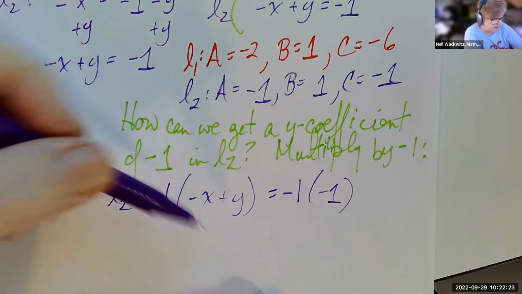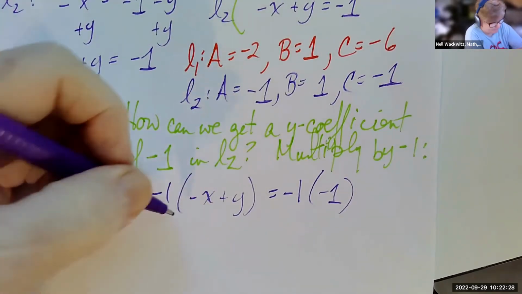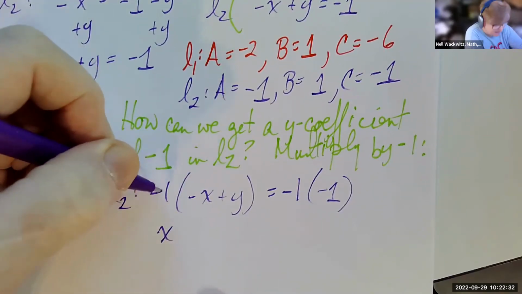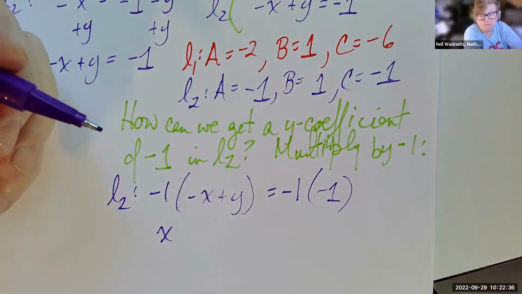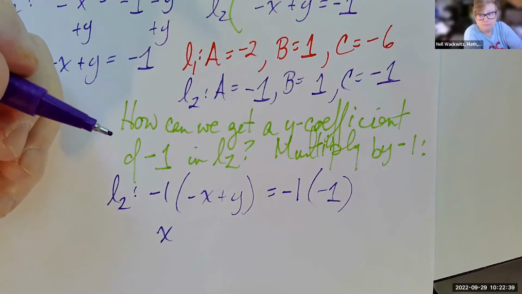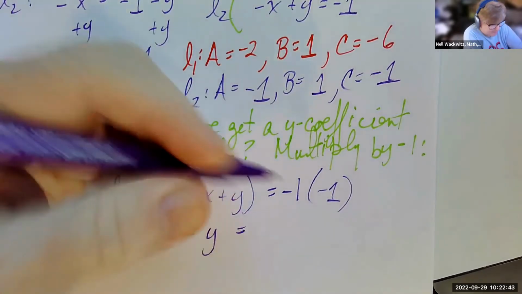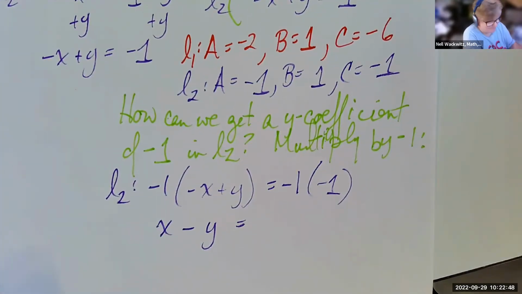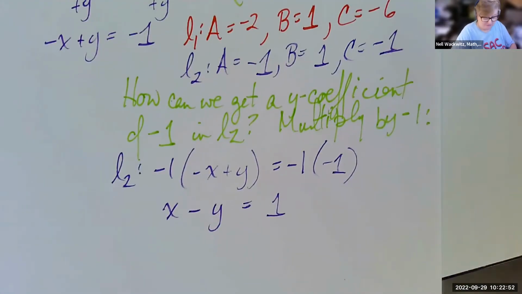And now let's distribute. What is -1 times -x? That's positive 1x, right? Good. -1 times y. Negative y. Good. And -1 times -1. So that's positive. So that's 1. Good. Now, let's look at our two lines.